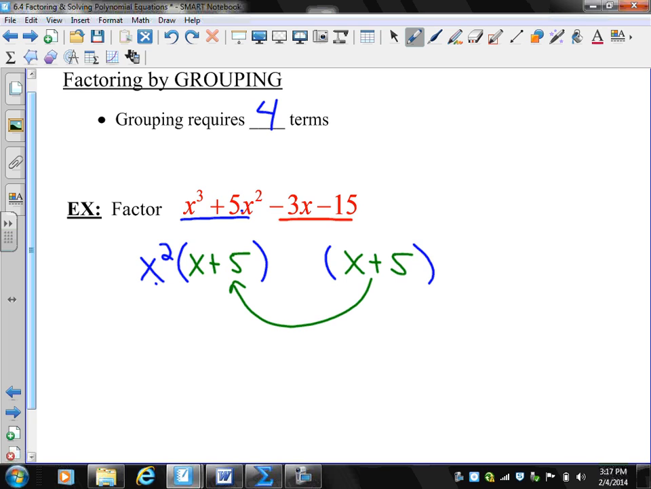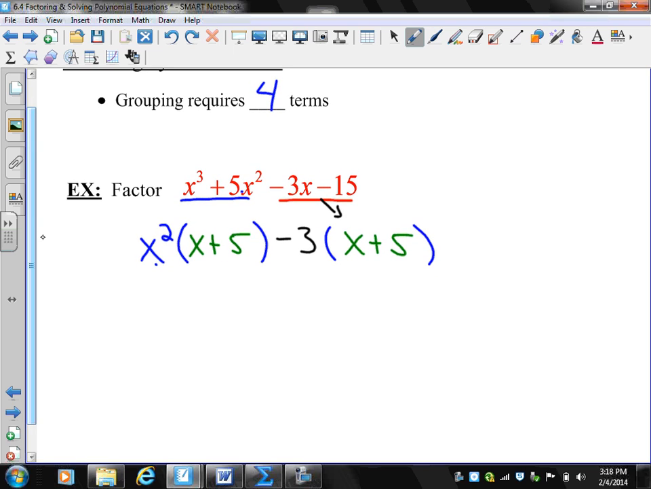So what do I need to factor out in order to make negative 3x minus 15 into x plus 5? Well, I need to pull out a minus 3, as it turns out. So when I pull out that minus 3, I factor that out from my second two terms, and now I'm going to do the last step in grouping, and here we go.